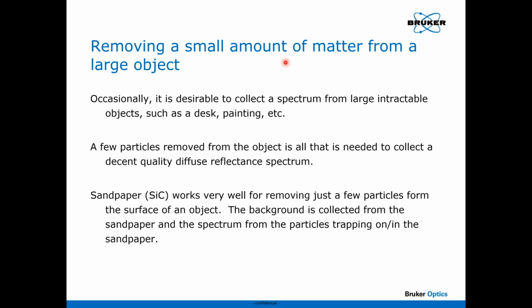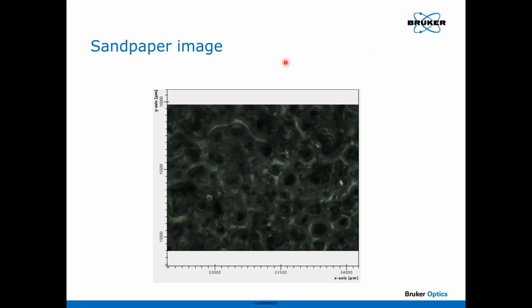Now, say we have a large object, say a refrigerator or a large part, and you want to get a spectrum from it. You can't fit it on a small ATR accessory in the sample compartment or under the microscope. So how do you work with that? What I like to do is use sandpaper. A few particles can be removed from the object to collect a really good quality diffuse reflectance spectrum. The background is collected from the sandpaper where there are no particles, and the spectrum is collected where there are particles. So here's what the sandpaper looks like without the particles.